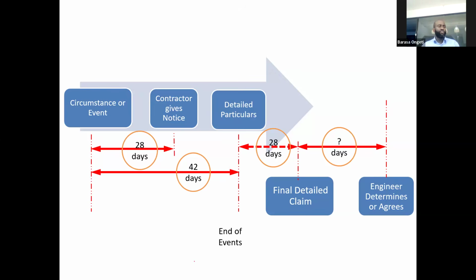And finally, within those 42 days or earlier or later, we hope that there'll be an end of the event. Once there's an end to the event, you have 28 days to give a final detailed claim. So this one here is what is called an interim claim, and this one is called a final detailed claim. So you can see that FIDIC is very procedural. It's 28 days, timelines this, timelines that.